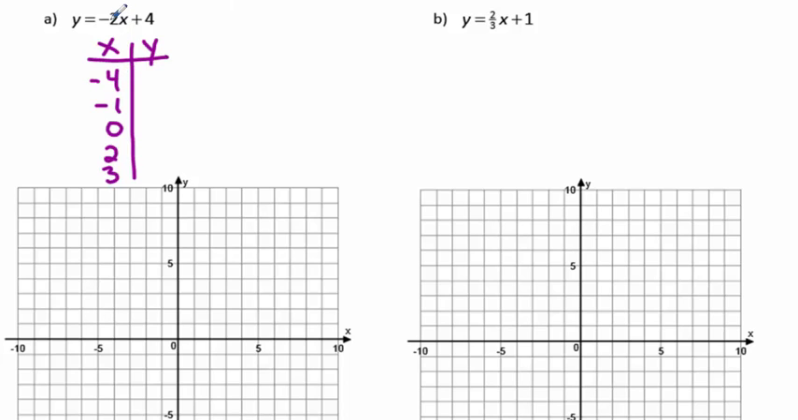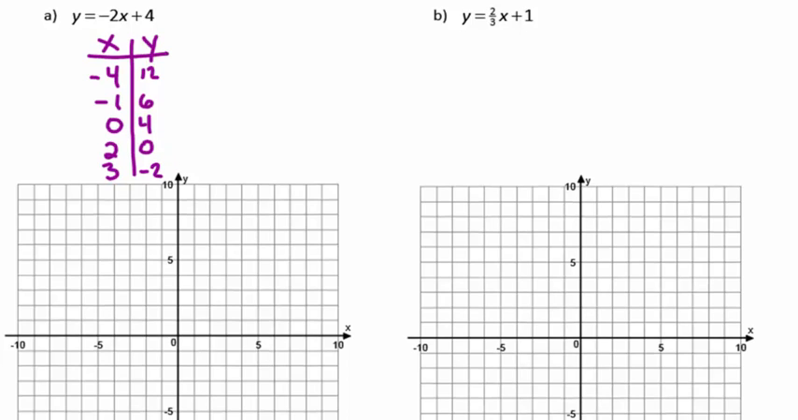For negative 4 as an x value, negative 4 times negative 2 will give me a positive 8. Positive 8 plus 4 is 12. Negative 1 times negative 2 is positive 2, plus 4 is 6. 0 times negative 2 is 0, plus 4 is 4. And 2 times negative 2 is negative 4, plus 4 is 0. And 3 times negative 2 is negative 6, plus 4 is negative 2.